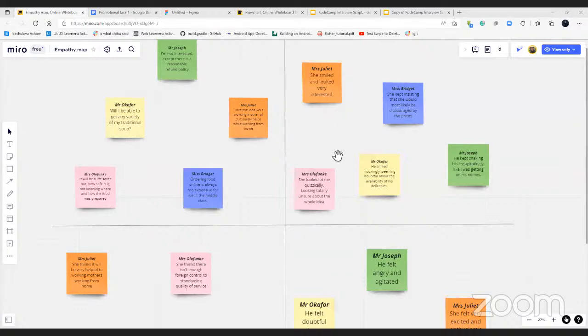Mrs. Juliet smiled and looked very interested, probably from some of the questions we were asking. Miss Bridget kept insisting that she would most likely be discouraged by the prices. Just by watching this, you get to see certain features the application should and should not have, and certain things that may be a blocker based on what the person did.